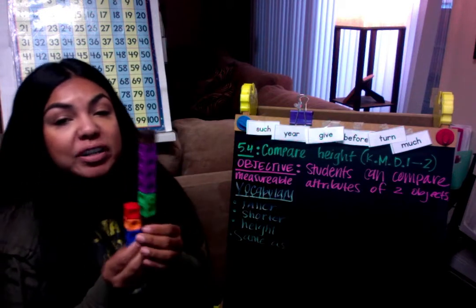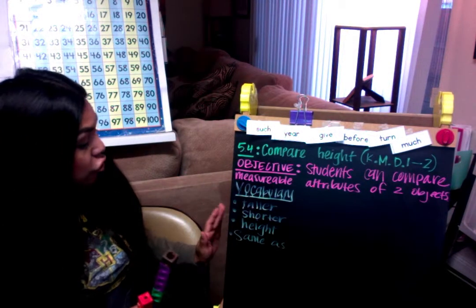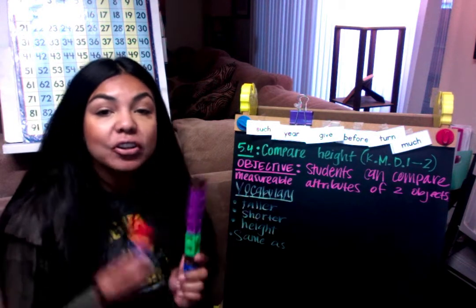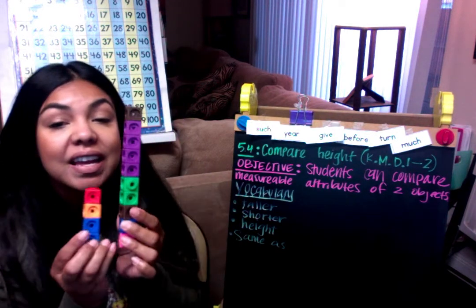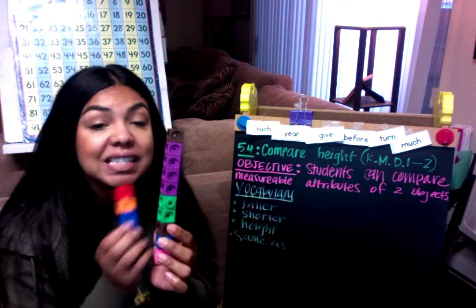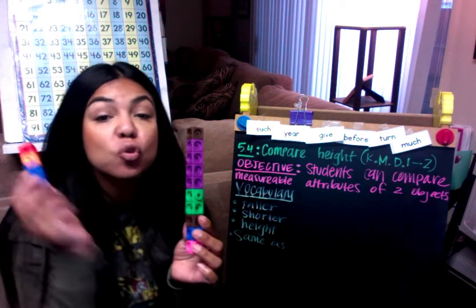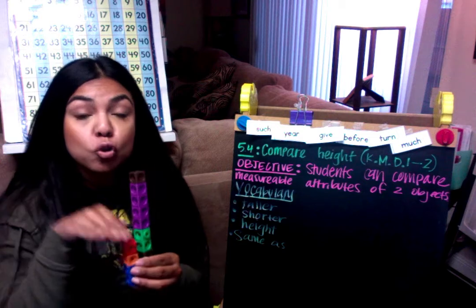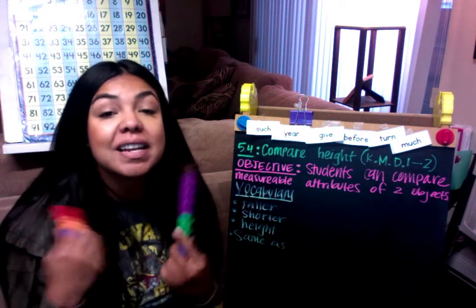Now, it's very important to remember the words taller, shorter, height, and same as. So height means that we're looking at what is the tallest and what is the shortest. So we're looking for something that is taller and something that is shorter. And that is how we can determine the height.